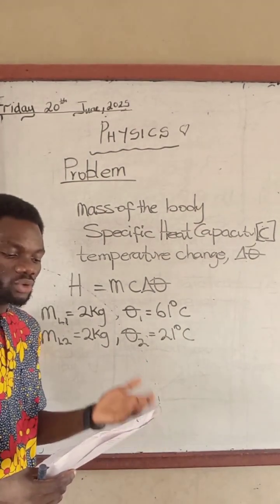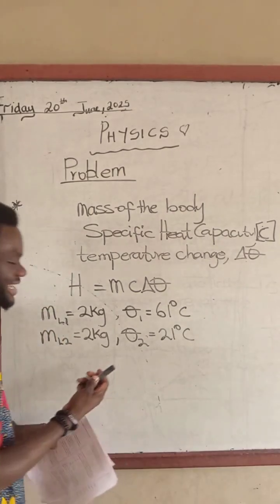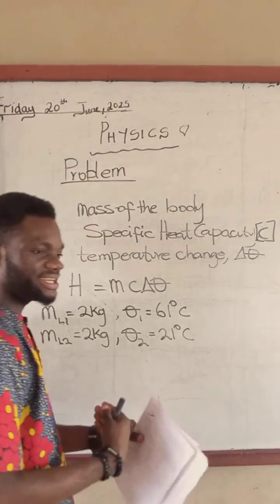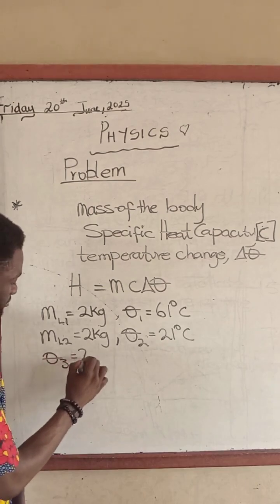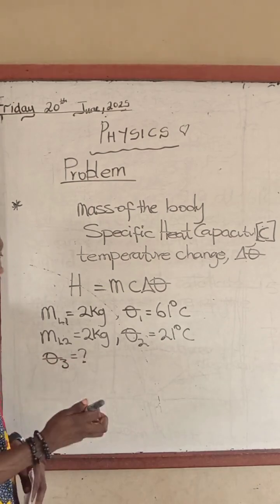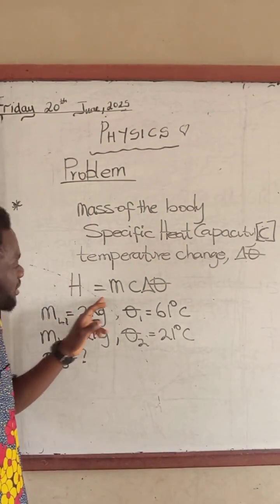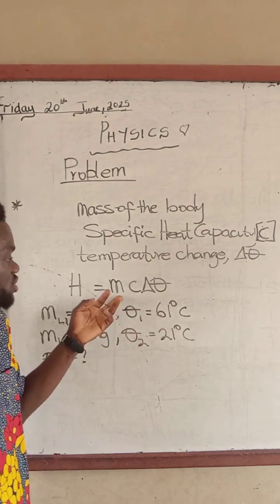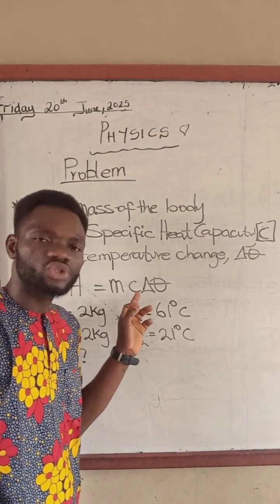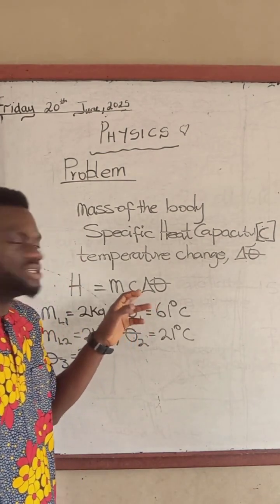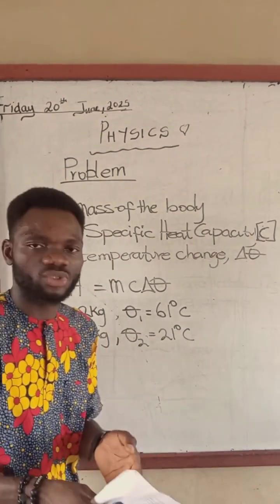Full stop. Calculate the final temperature of the mixture. We have to find a third temperature, which is the final temperature of the mixture. So calculate theta 3. As you can see from the formula I gave earlier, mass was given to us, temperature was given to us, but C was not given to us. Why was C not given to us? Because C is not necessary to solve this particular question.